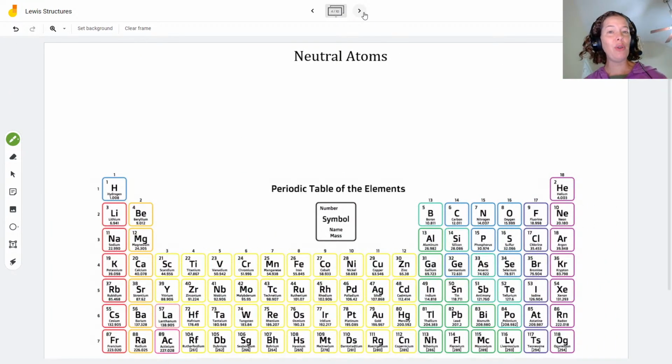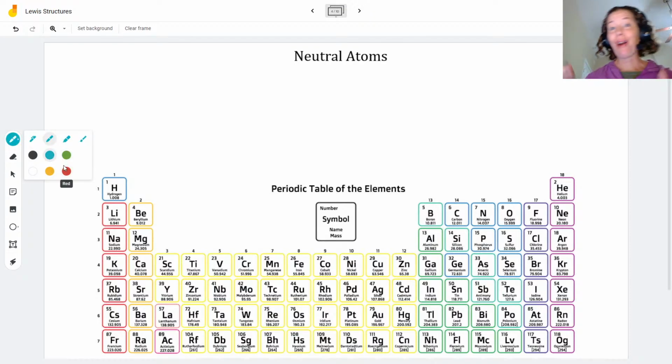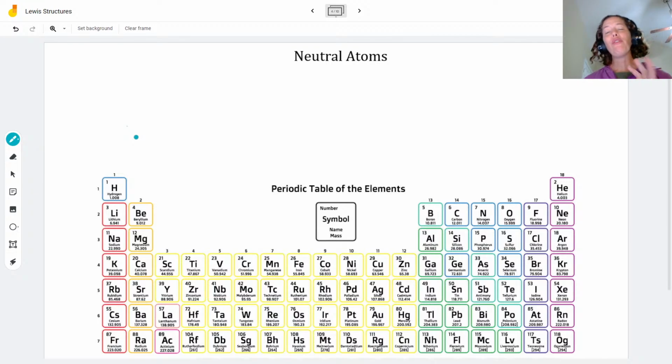Now we're going to do Lewis structures for neutral atoms. So we're actually getting to Lewis structures now. For our Lewis structures for neutral atoms, again, these are just atoms. We're not to compounds yet, but I promise we will get there. We just need to know how many valence electrons. So let's start with our easiest.